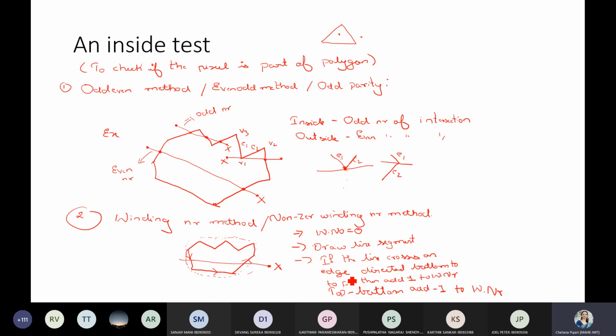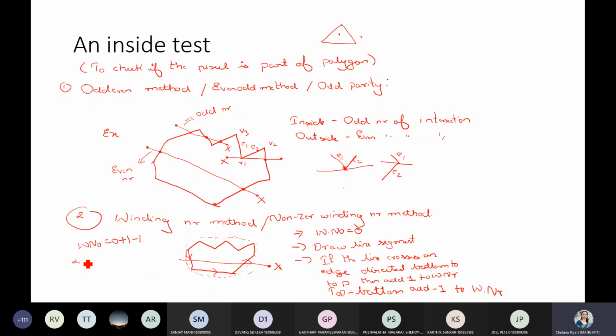So in this case, if the line crosses an edge directed bottom to top, this is bottom to top, you are going to add 1 to your winding number. Initially your winding number was 0, so now it will become +1. And then you have one more edge, and if you have an edge which is directed from top to bottom, you're supposed to add -1. So we'll do -1.